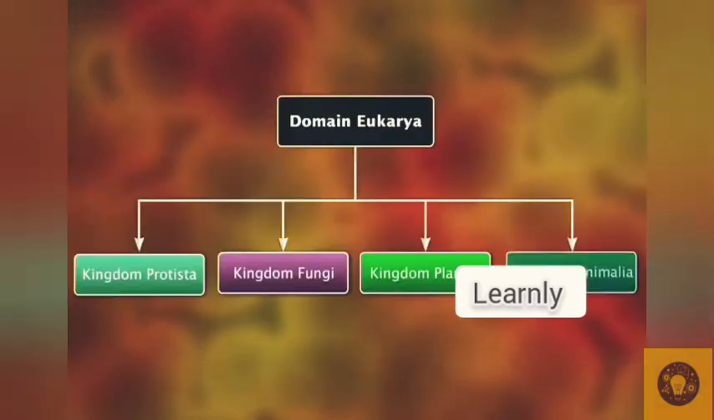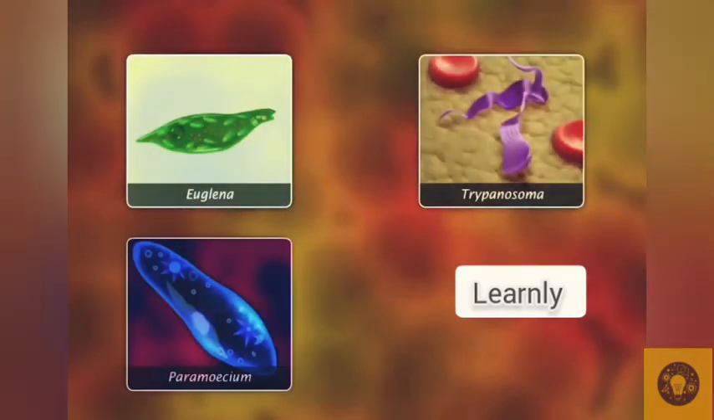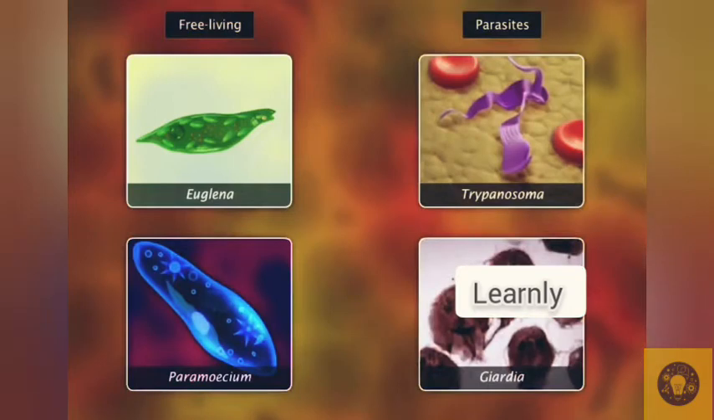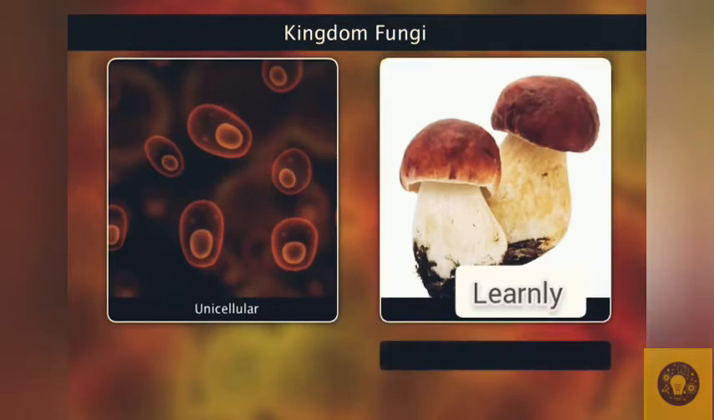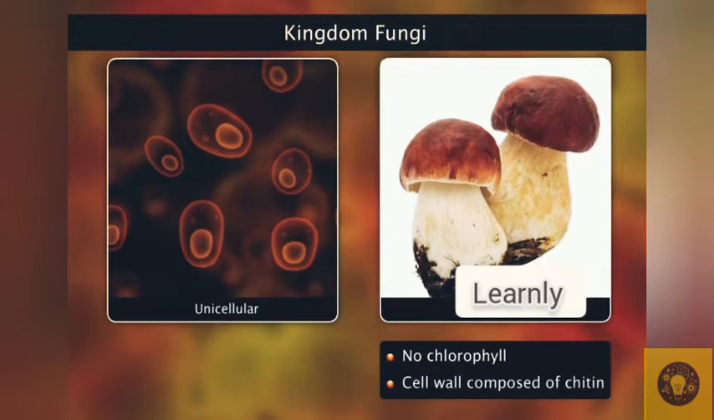Domain Eukarya is divided into four kingdoms: Kingdom Protista, Kingdom Fungi, Kingdom Plantae, and Kingdom Animalia. Kingdom Protista includes unicellular eukaryotes, free-living or parasites. Members of the kingdom Fungi have both unicellular and multicellular eukaryotes with no chlorophyll in the cell and cell walls composed exclusively of chitin.